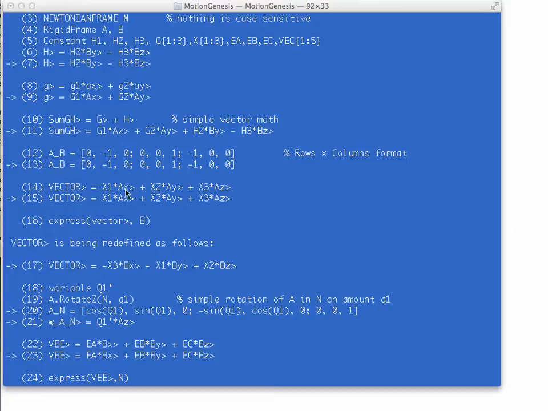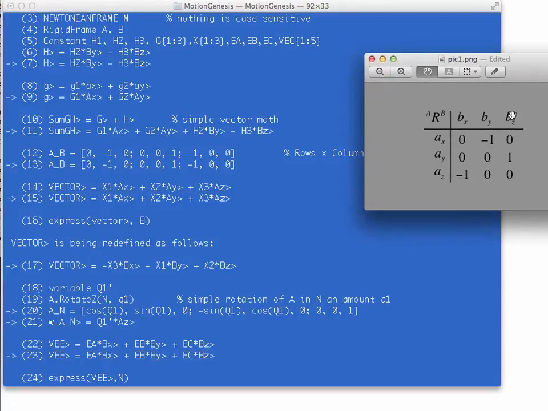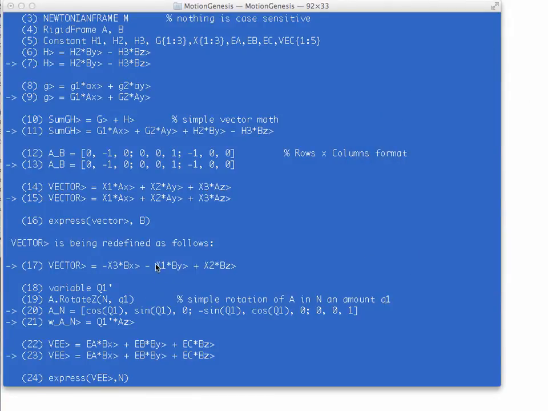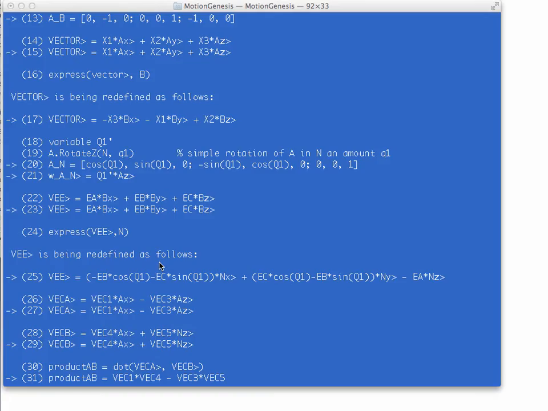So I can define a vector, for example, in AX, AY, AZ, and here's a new function: I can ask it to express this vector in the B basis. I'm not changing anything about the vector, I'm just deciding to express it in different bases. Instead of AX, AY, AZ, now I can do the coordinate transformation. Looking back at the rotation matrix, AX will be minus BY, AY will be BZ, and AZ will be minus BX. Indeed it does the coordinate transformation, just like we said, and converts it from the A's to the B's without batting an eyelash. That's what's great about Motion Genesis.